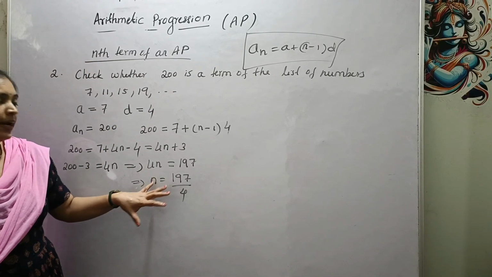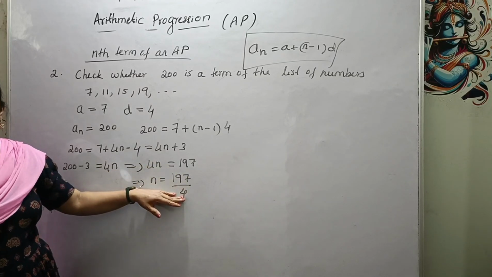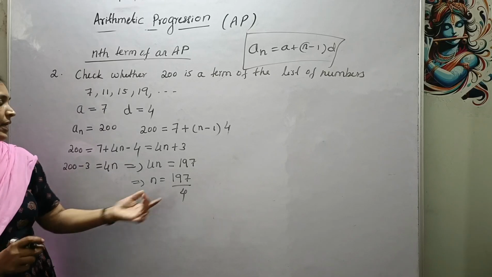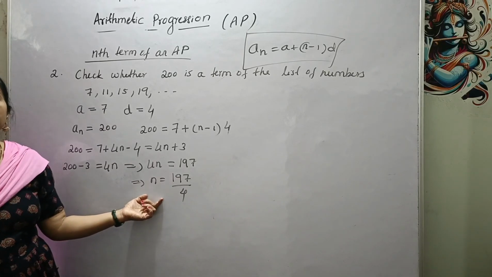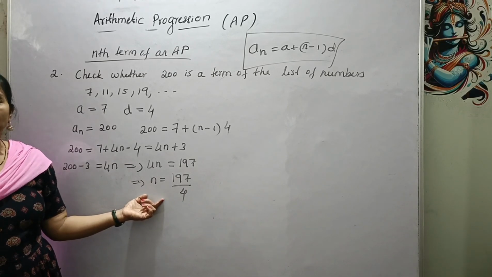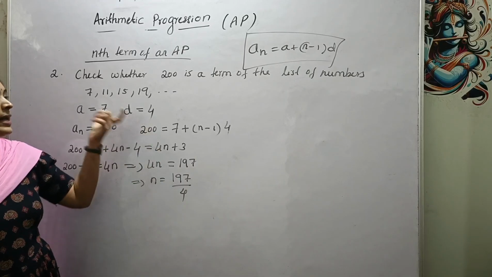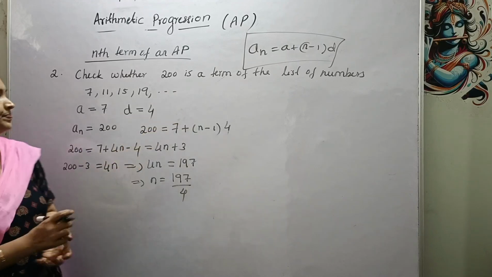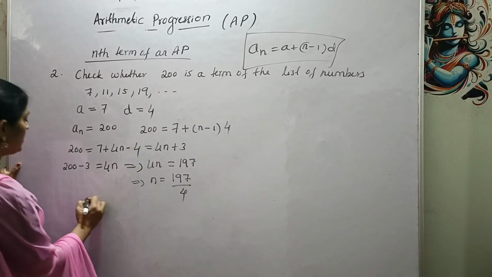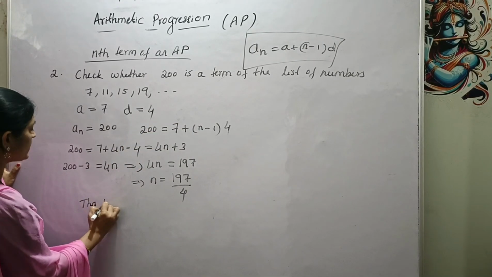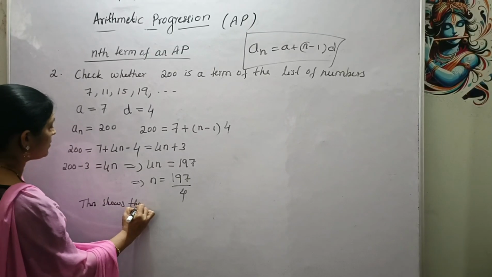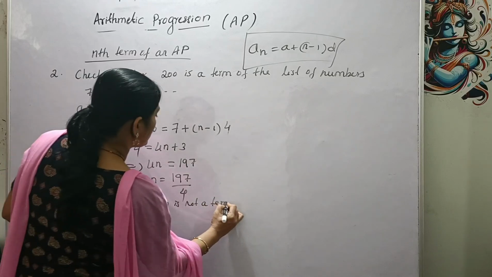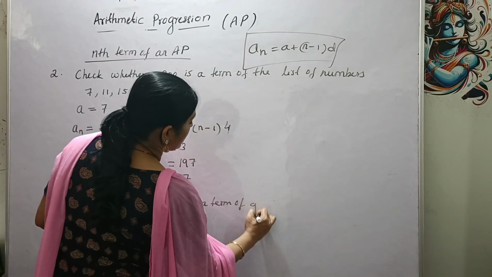If we get a whole number, then we can confirm that 200 is a term of this AP. Here we got n as a fraction. That means this 200 is not a term of this list of numbers. This shows that 200 is not a term of the given AP.